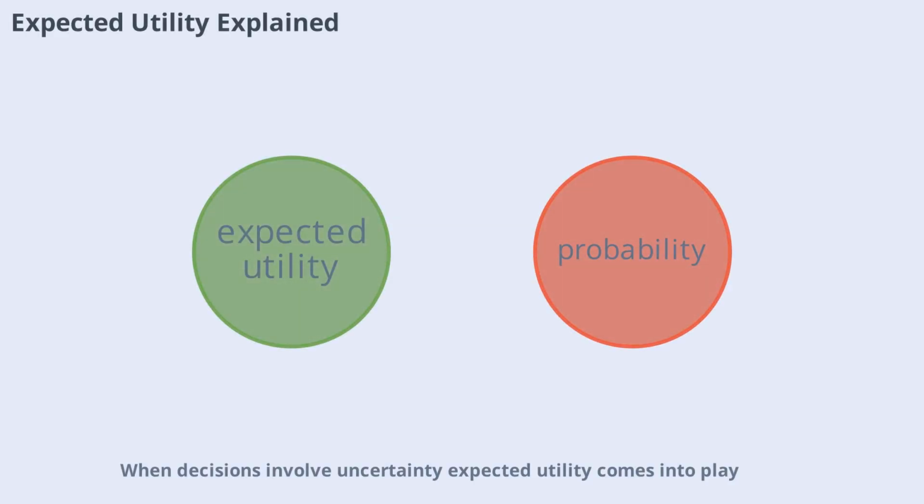Decisions involve uncertainty. Expected utility comes into play. Expected utility combines the utility of each possible outcome with the probability of that outcome occurring. For example, if you're deciding whether to bring an umbrella, you'll weigh the utility of staying dry against the probability of rain. By multiplying the utility of each outcome by its probability and adding them up, you get the expected utility. This approach helps people make rational choices even when the future is uncertain.